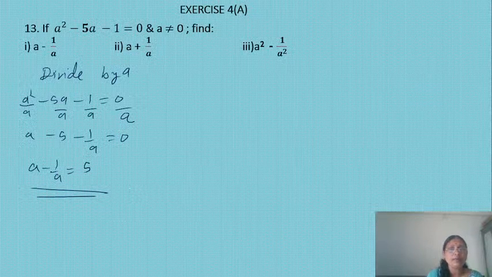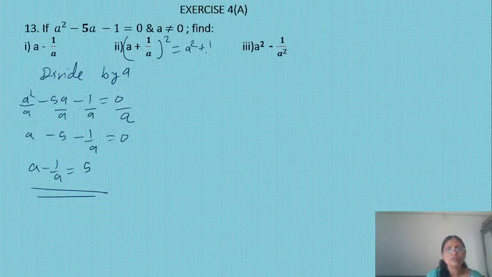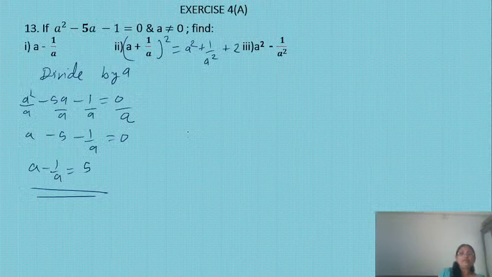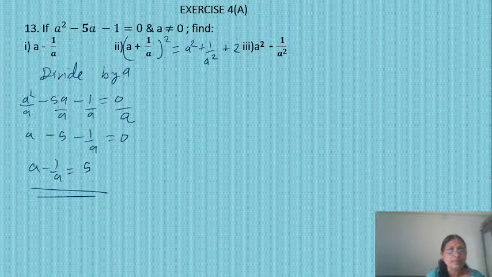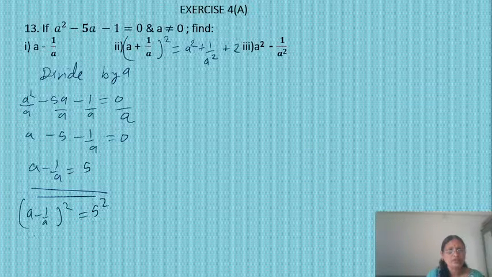Now for the second part, a plus 1 upon a the whole square. So I'll start squaring this. When you square this, you get a square plus 1 upon a square plus 2. But before going to this, we will start squaring this one, because we want the value of a square plus 1 upon a square. So squaring this, a minus 1 upon a the whole square is equal to 5 square. So we get a square plus 1 upon a square minus 2 is equal to 25.